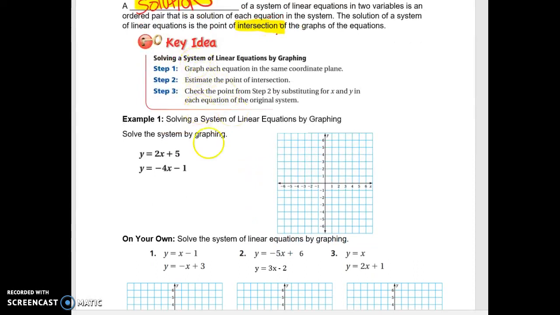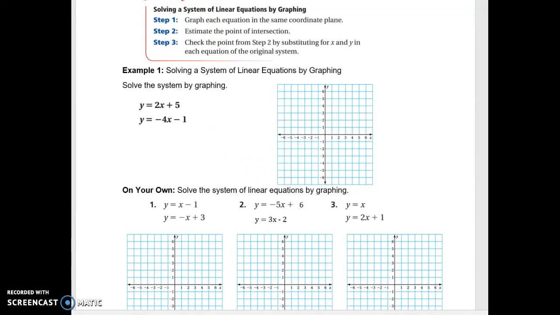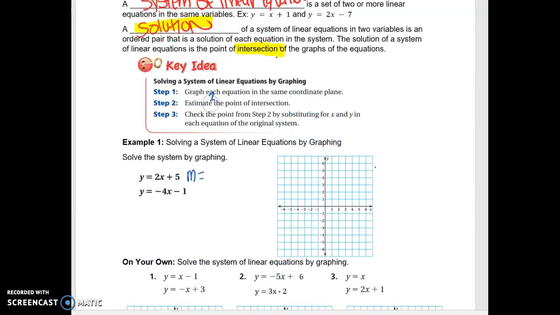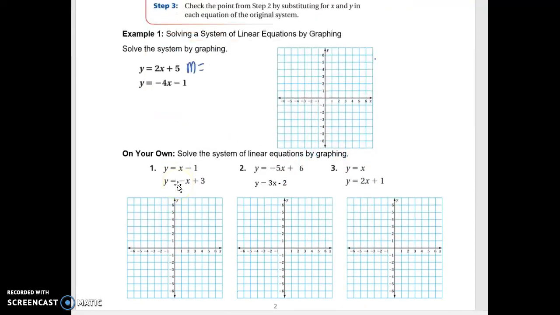So this kind of gives you the step-by-step on how to graph and find the intersection point. The first thing I'm going to do on example 1 is identify my slope and my y-intercept. I know my slope is always right before my x. So here it's 2, or 2 over 1. My y-intercept is always by itself, which is 5. For my next one, my slope is negative 4 over 1, or just negative 4, and my y-intercept is negative 1.